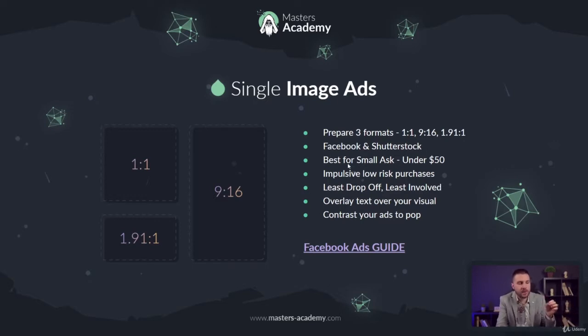Now, single image ads actually work best when you have a small ask, when you can present your entire value proposition and people can very quickly make the decision. Usually that's something that's under $50, under $100 in some countries, and it's generally best for impulsive, low risk purchases. I will show you an example where the value could be $200, but it's still an impulsive, low risk purchase, and that's why an image ad works.